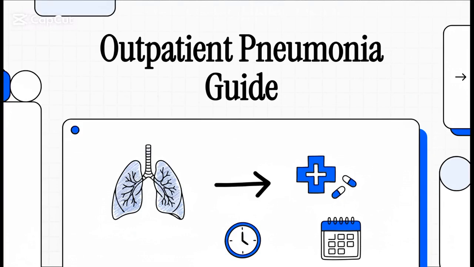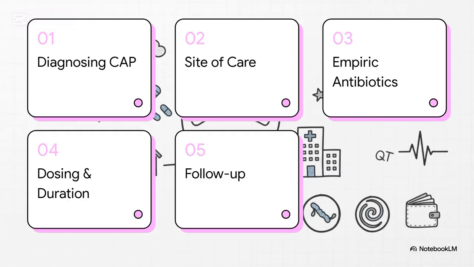Today, we are going to break down exactly how to diagnose and treat community-acquired pneumonia in the outpatient setting. So here's our game plan. This follows the exact thought process you're going to use in the clinic. First, we got to nail down the diagnosis. Then, we make that huge decision. Can they go home or do they need to be admitted?